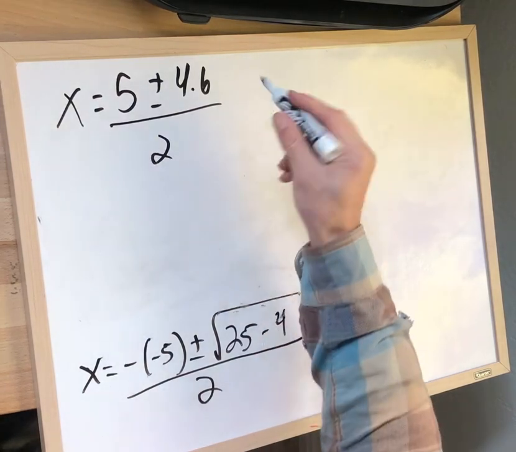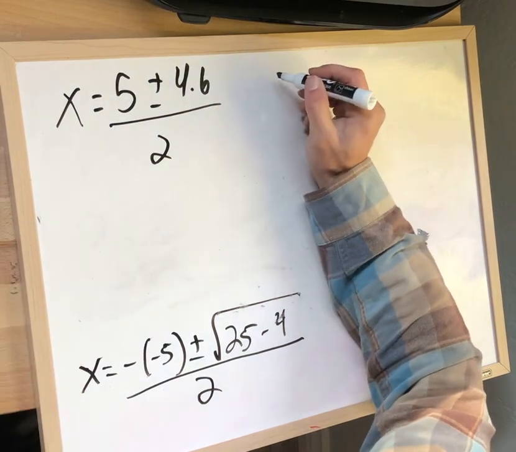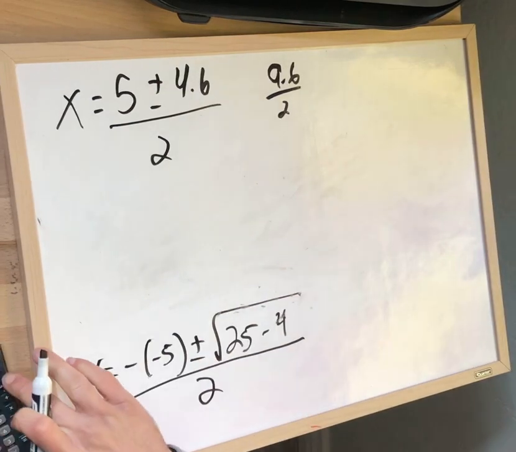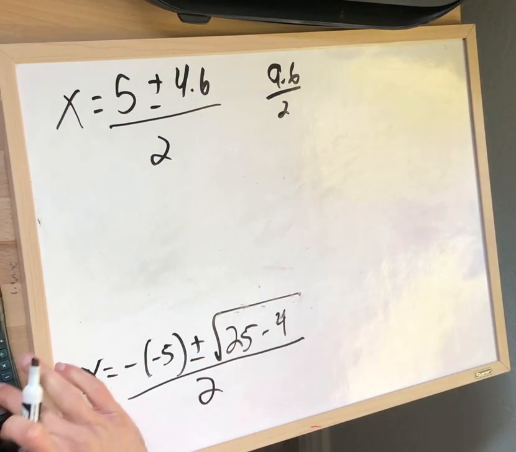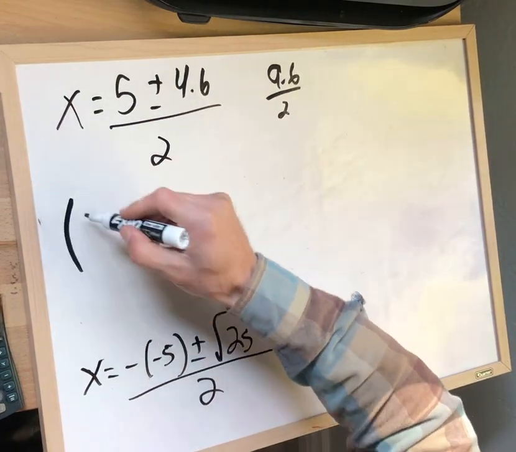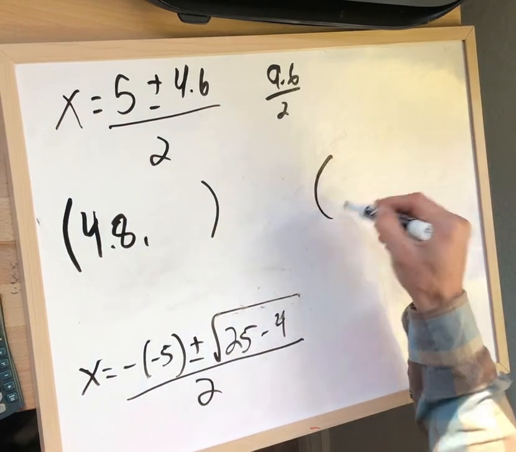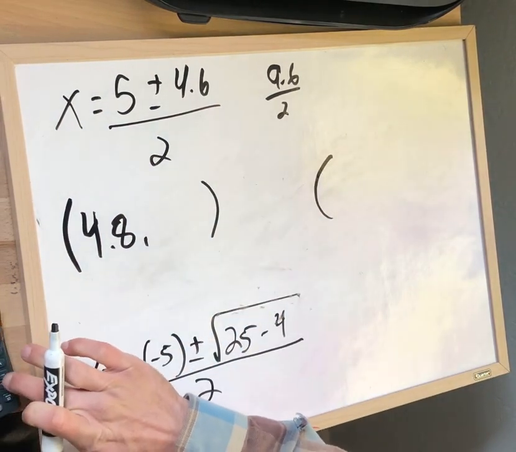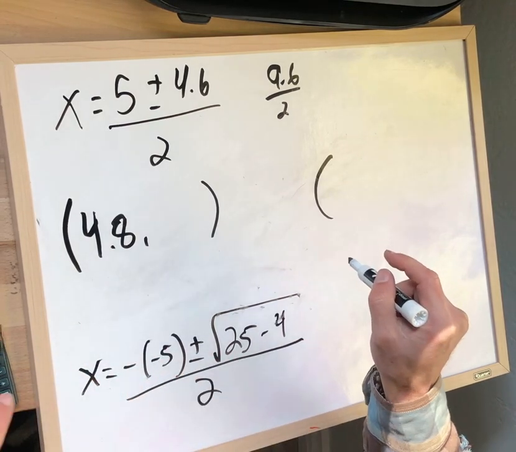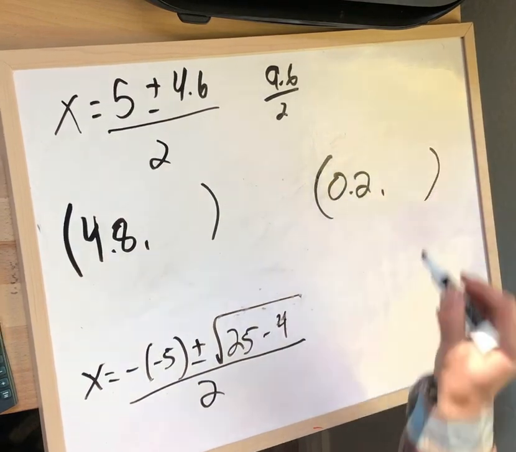Okay, now I want to get an actual value. So I have 5 plus 4.6, which is 9.6 over 2. Let me get my calculator to get an exact answer. 9.6 divided by 2 is going to give me one solution for my x of 4.8. I don't know what my y is. I'm going to figure out my other one. So 5 minus 4.6, which is 0.4, divided by 2 is going to give me 0.2. And I don't know what my y is.